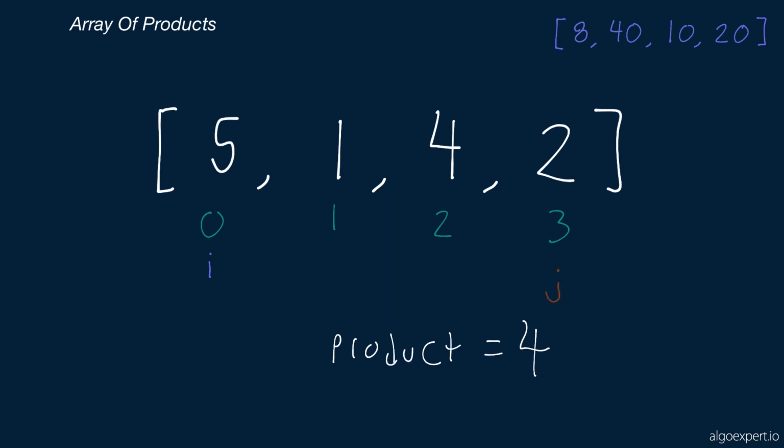We move j over. j comes over here to index 3. This has a value of 2. Now what we do is check, is i equal to j? No, it is not. And so what we do is multiply 2 by our current product. So product multiplied by 2 is going to give us the value of 8.